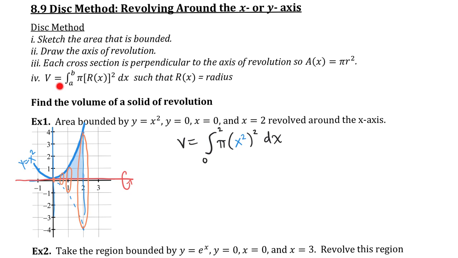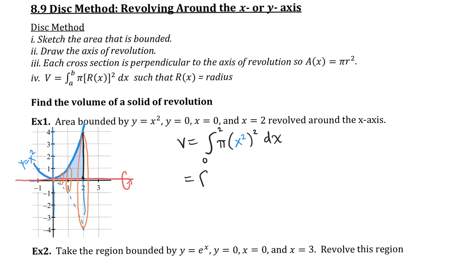That was the next step. It says the volume equals the integral from a to b, so in our case from 0 to 2, of pi times r of x squared dx, such that r of x is the radius in terms of the function, which is from here to here. That's going to give me the volume of that sideways cone thing. Let's actually solve this by hand. It's not going to be terrible.